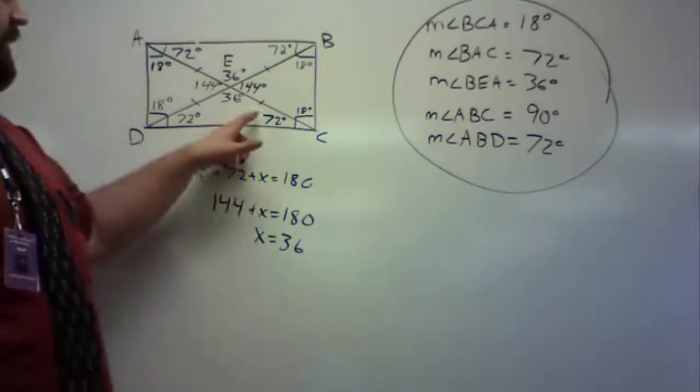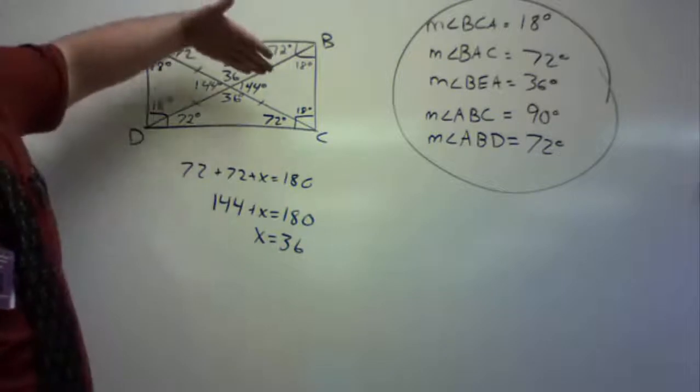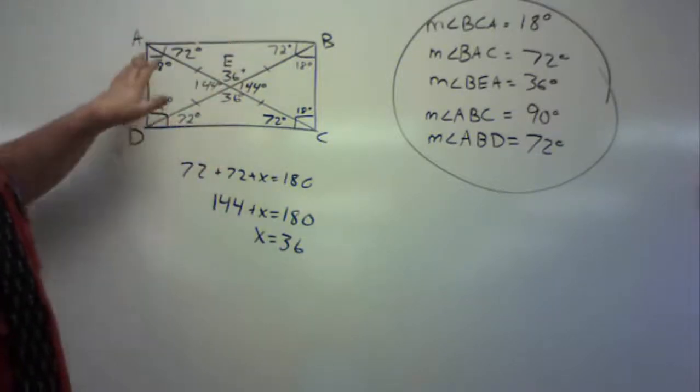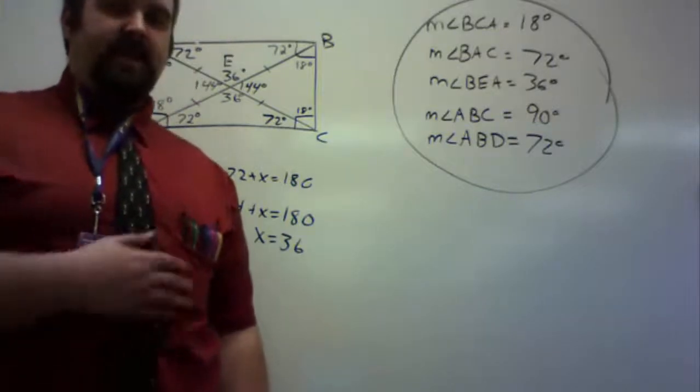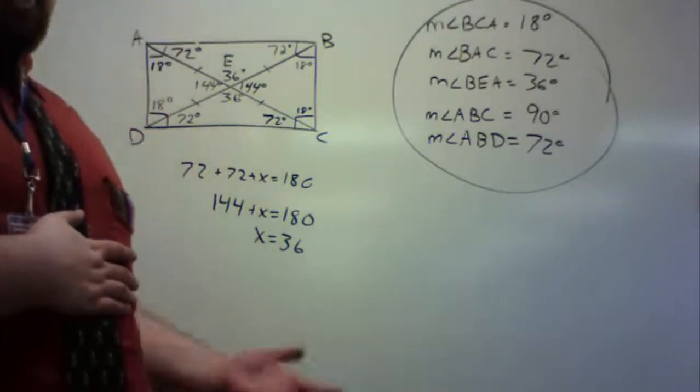Like for instance here, when I figured out that this was 18, I said block out this triangle here, 72 plus 90 plus 18 equals 180. You're going to be pulling out a lot of different tricks. Just make sure that you know what you're doing and you can justify it.